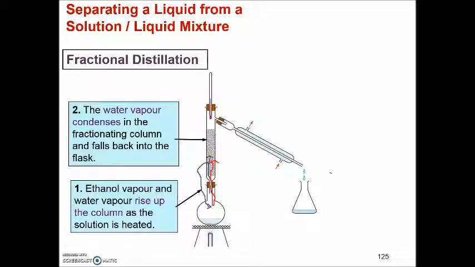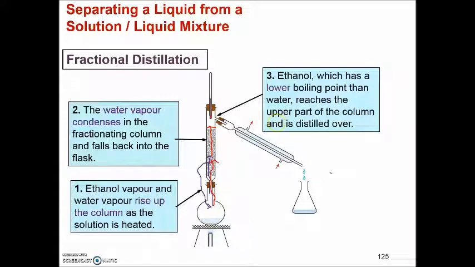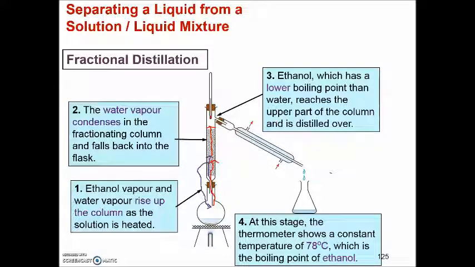But ethanol, being the one at the lower boiling point, will actually continue to rise up the fractionating column, or more of the ethanol will rise up, and it will continue rising here until it reaches the top of the fractionating column. So once it reaches there, it's a normal distillation process. It will condense in the condenser, and then it will be collected in the conical flask. So because it is ethanol that is being distilled, the thermometer should show the boiling point of ethanol, which is 78 degrees Celsius.